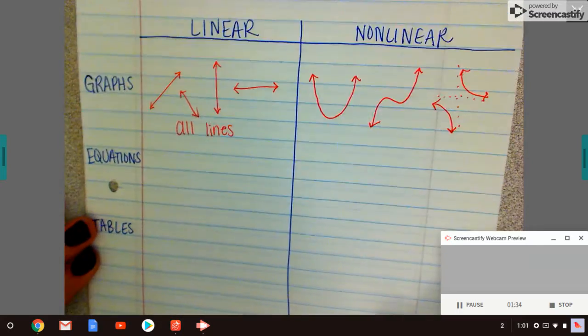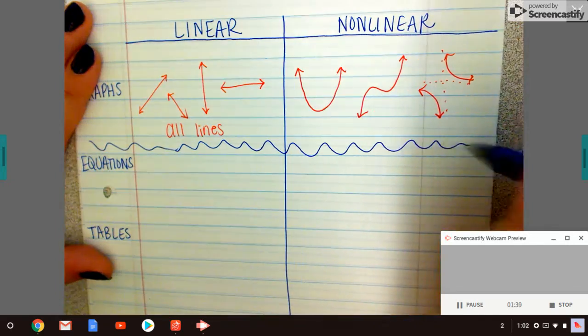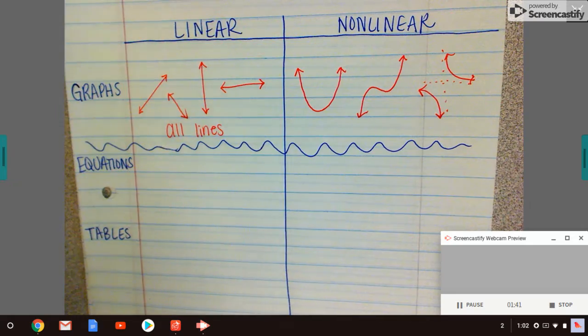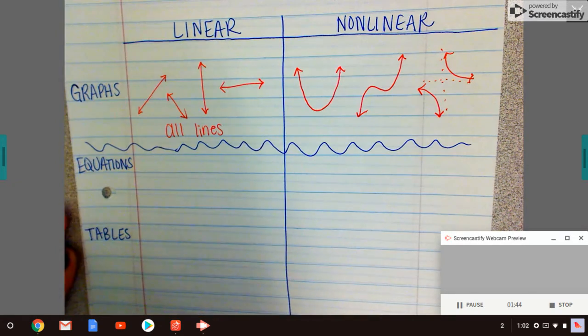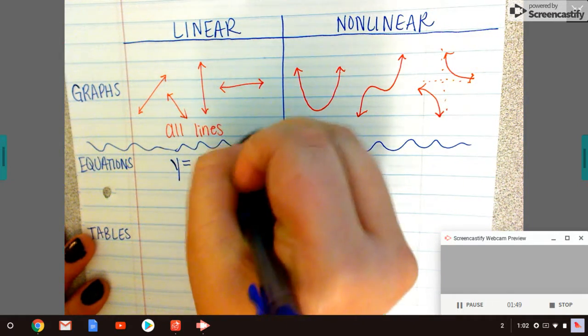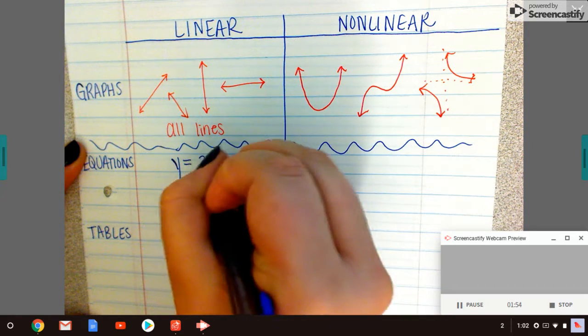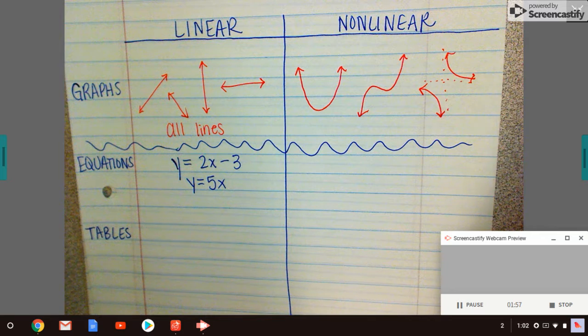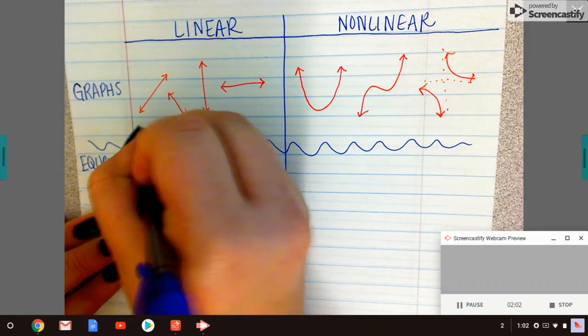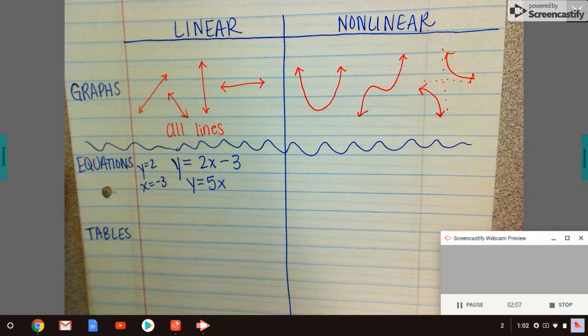Our equations of those have some similarities as well. So equations of those, lines have equations with an x and a y term. So it could be like y equals 2x minus 3. There's an x term, there's a y term. It could be just like y equals 5x. There's an x term, there's a y term. They could also just have an x or a y. So like y equals 2 or x equals negative 3. There's only x's and y's still. They're all to the first power, so everything's good there.